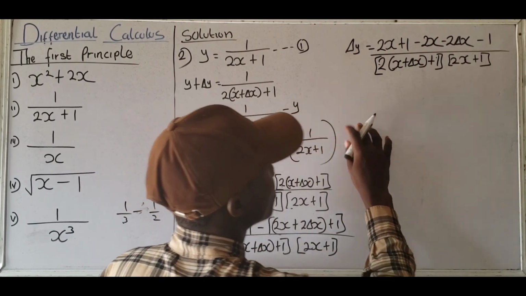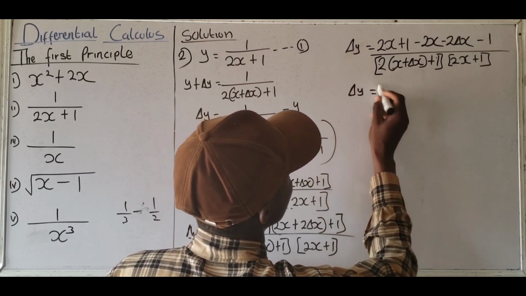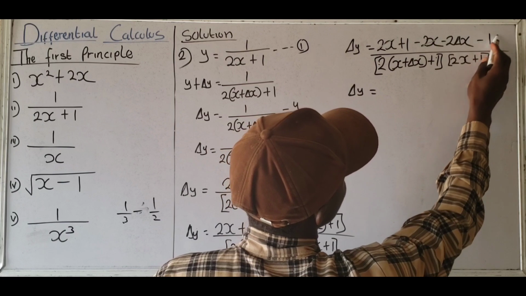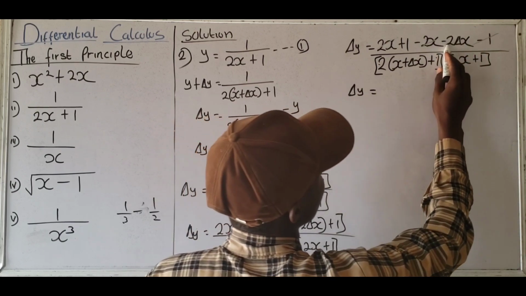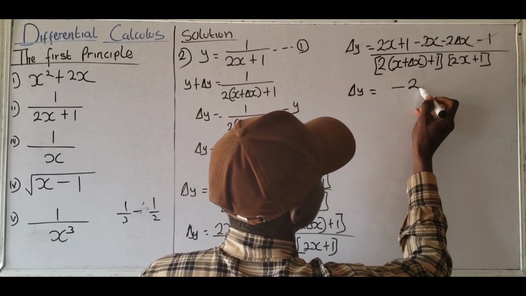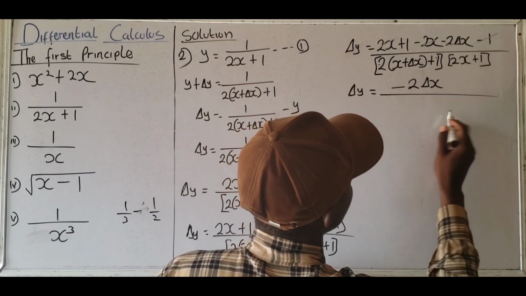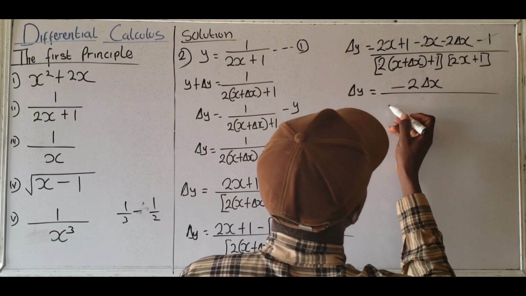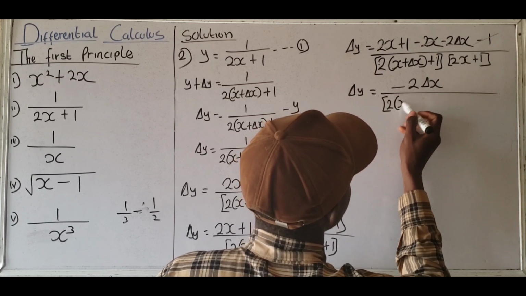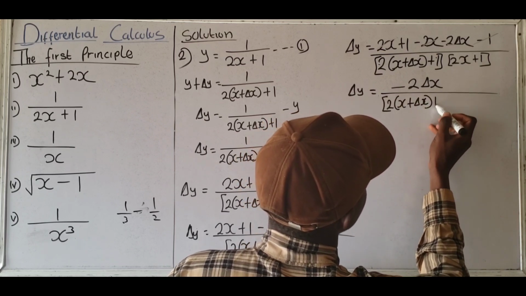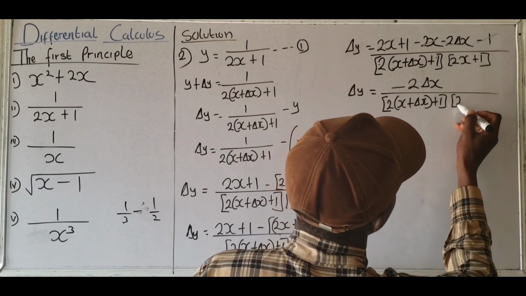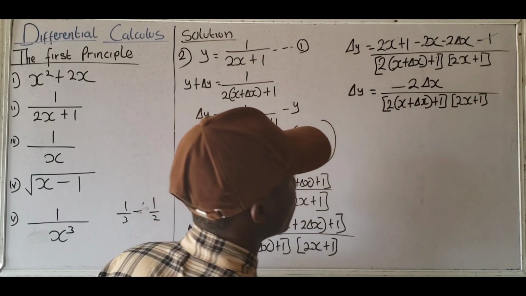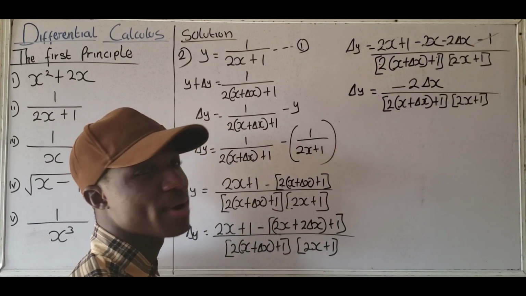So now from this point, we can simplify the numerator, okay? If you want to simplify the numerator, we're going to have delta y is equal to, see, 2x minus 2x, that's 0. Plus 1 minus 1, that is 0. Now we are left with negative 2 delta x. So I'm going to have negative 2 delta x all over 2x plus delta x plus 1, 2x plus 1.